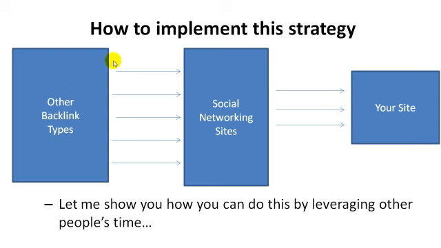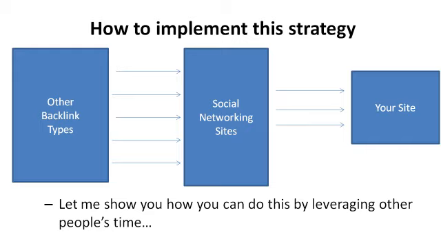And from that point, you have other backlink types and other marketing backlink types that are linking to the specific social network sites. That way, when Google sees that, they think, oh, a lot of these social bookmarking and networking sites are getting a lot of links and they're ultimately linking to your site. So let me show you how you can do this by leveraging other people's time. In other words, how you can outsource it with the least amount of money but get the most power in your ranking.